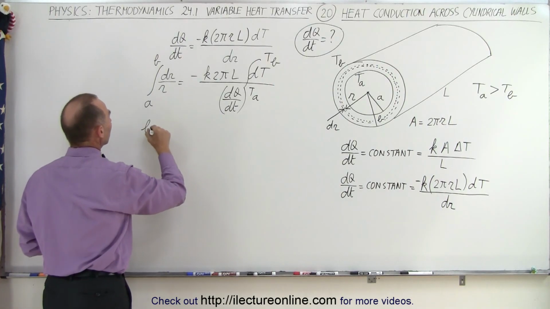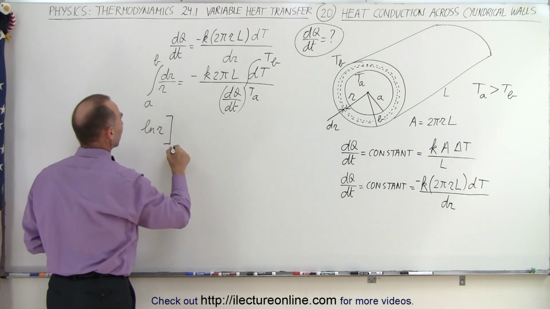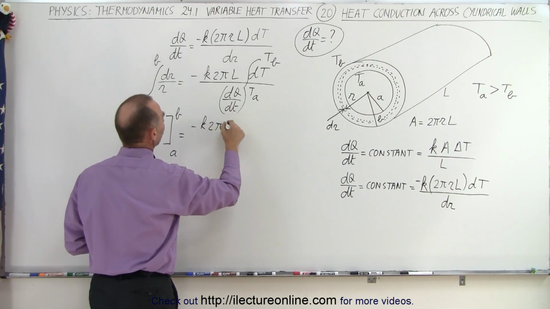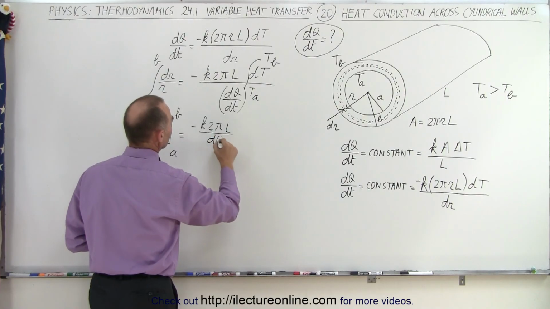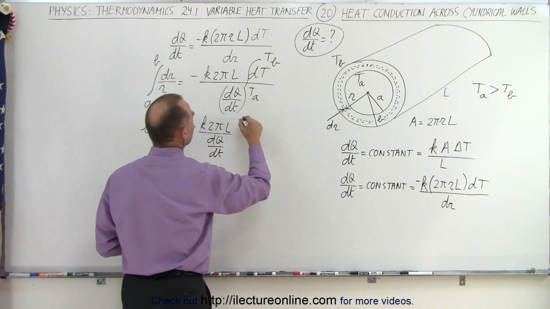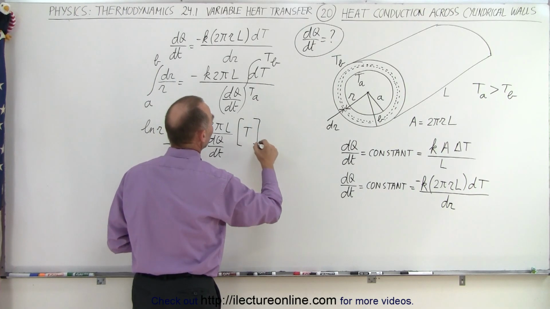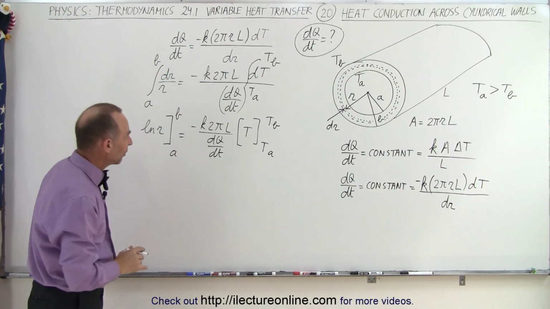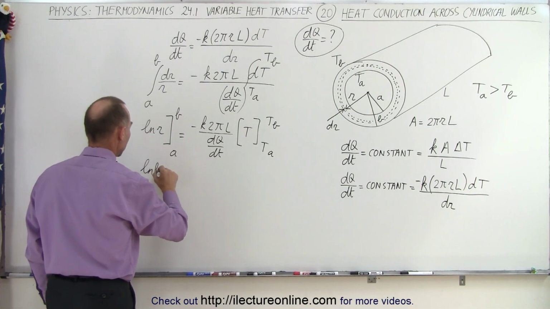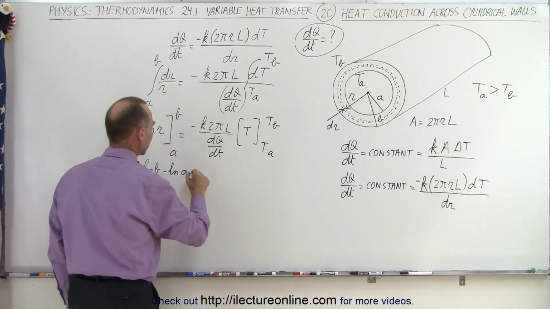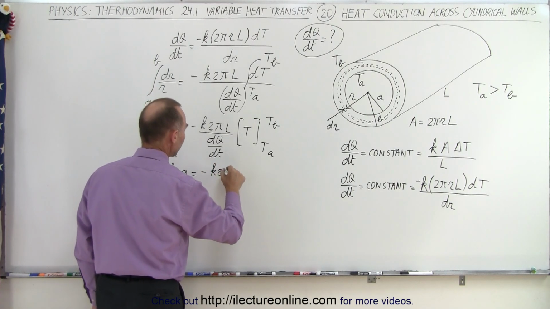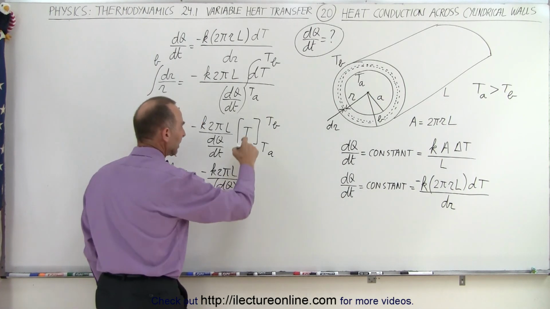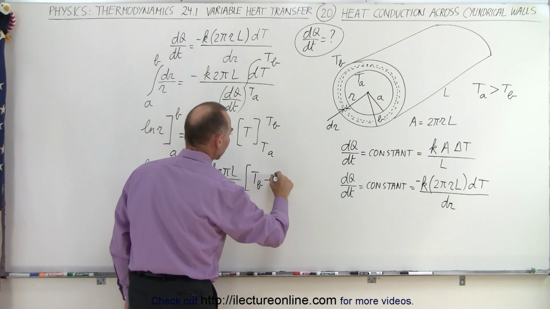So this is going to be the natural log of r, evaluated from A to B, which is equal to the negative k 2 pi L divided by dQ/dt. And this is going to be the integral of dT, which is T evaluated from Ta to Tb. So now we can plug in the limits and see what we get. So here we get the natural log of b minus the natural log of a is equal to minus k 2 pi L over dQ/dt. And here we get the upper limit, Tb minus Ta.